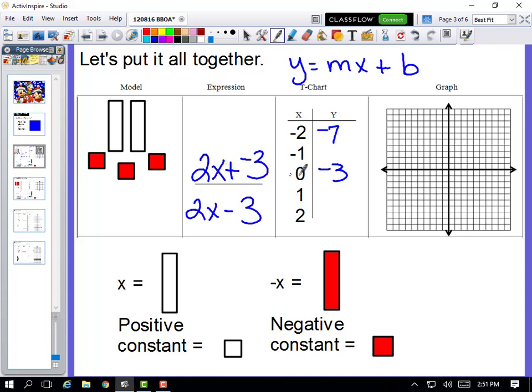And I will add a negative 3 to that. So this is negative 3. Now this number here that's associated with the x, or the m, is the slope, or it is the pattern that we are counting by as we go down our y values.